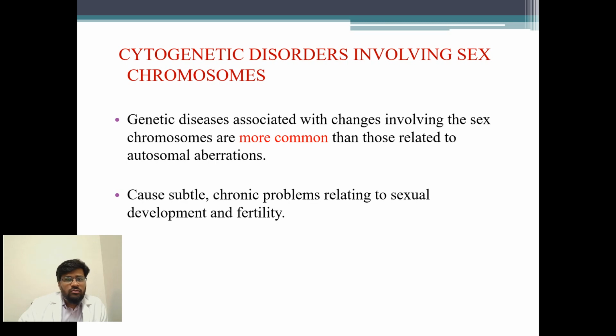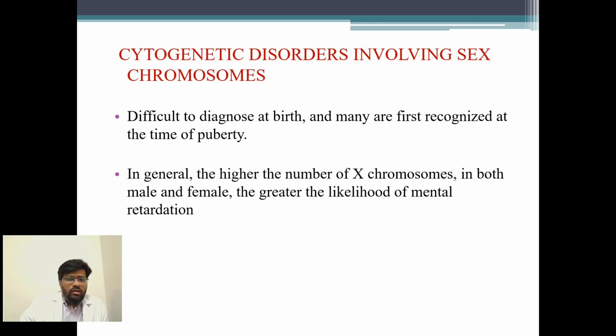Now, cytogenetic disorders involving sex chromosomes. These are more common compared to the autosomal, and these are chronic problems. They only come out, and people can only know, during puberty, not before that, unlike the autosomal disorders, where right after birth the features will be visible. They are difficult to diagnose at birth and are first recognized at the time of puberty because they are related to the sex chromosome defects.